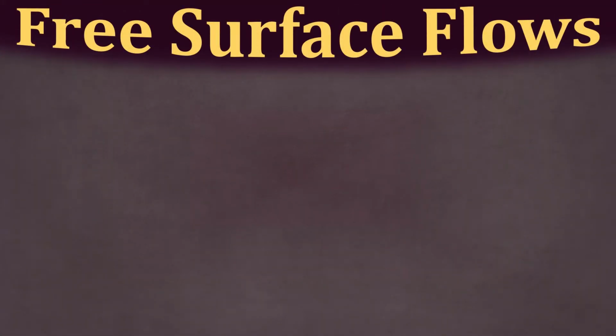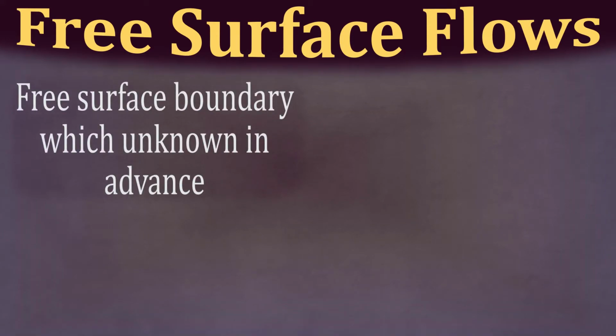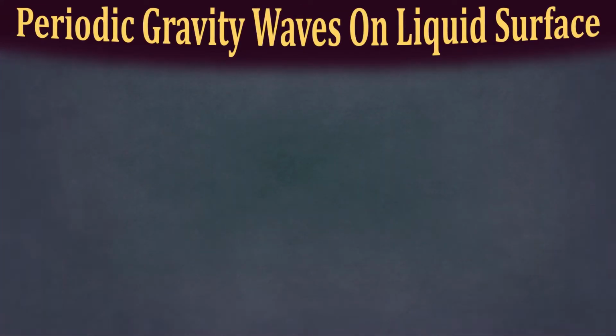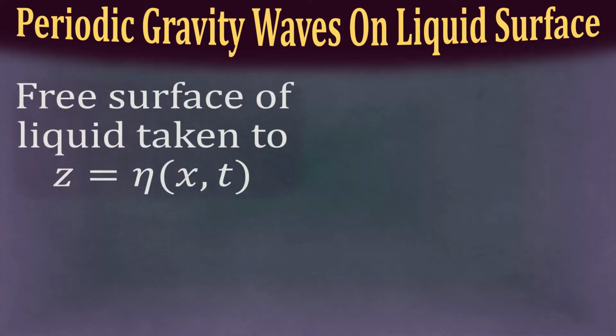Next, let's discuss free surface flows. A free surface is a boundary which is unknown in advance and must be found as part of a solution to a problem. An example of this is periodic gravity waves on a liquid surface. The free surface of the liquid is taken to be z equals eta of x and t.